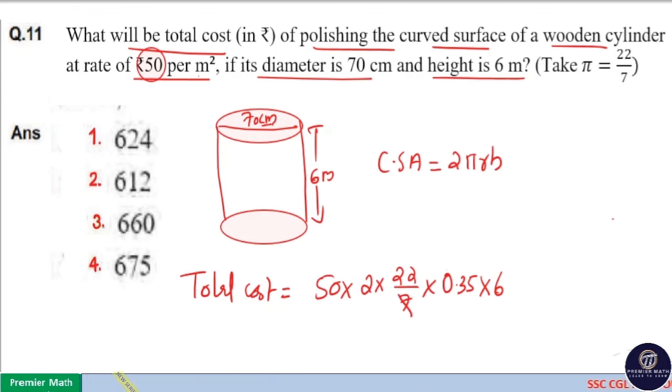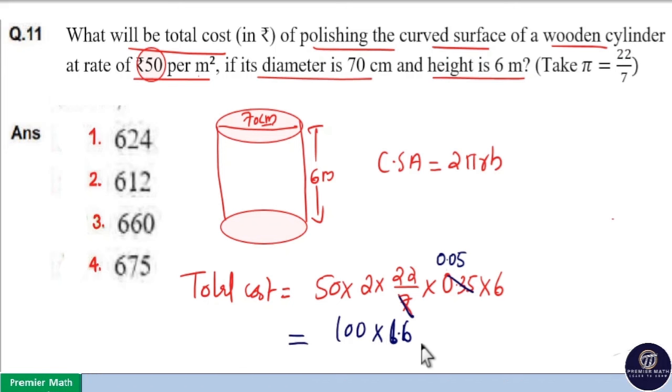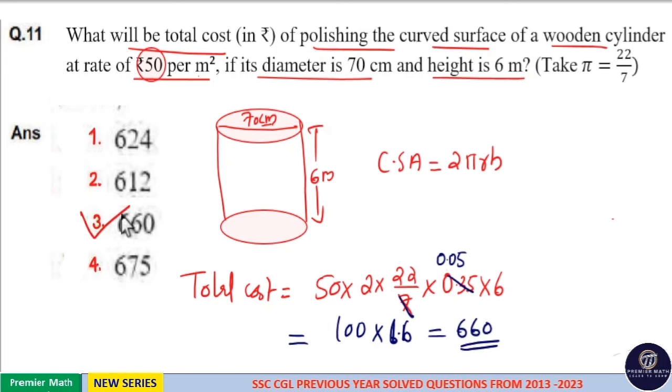Now 7 goes 5 times in 35. So 7 goes 0.05 times in 0.35. 22 into 0.05: 22 into 5 is 110. So 22 into 0.05 is 1.1. So 1.1 into 6 is equal to 6.6. 6.6 into 50 into 2 is 100. So 100 into 6.6 is 660. So option 3 is your answer.